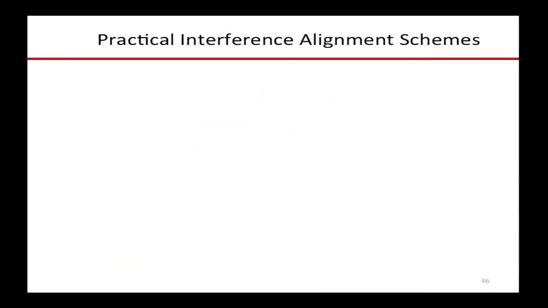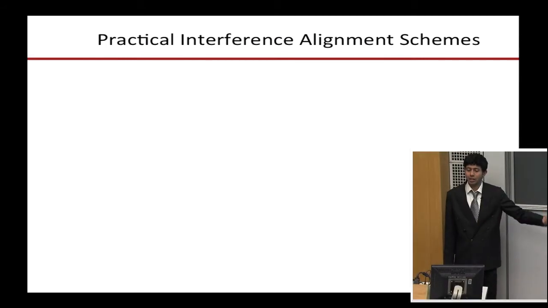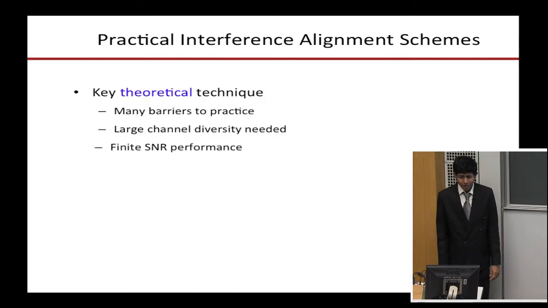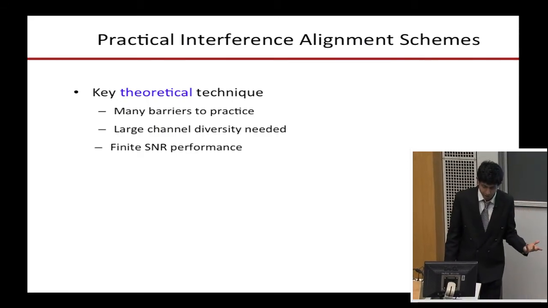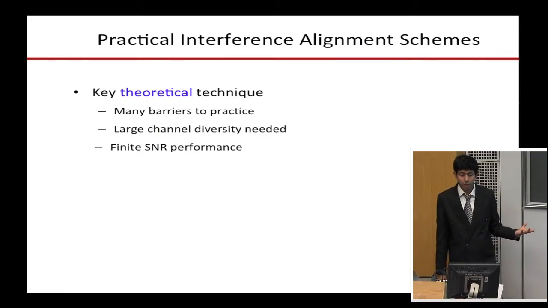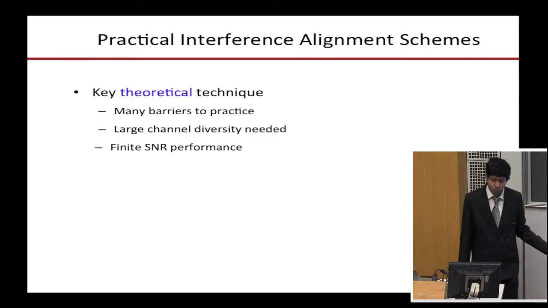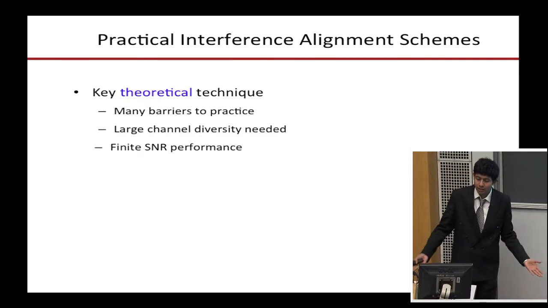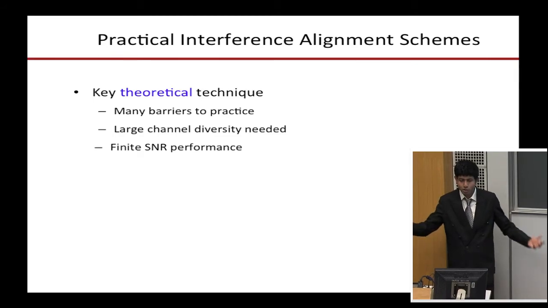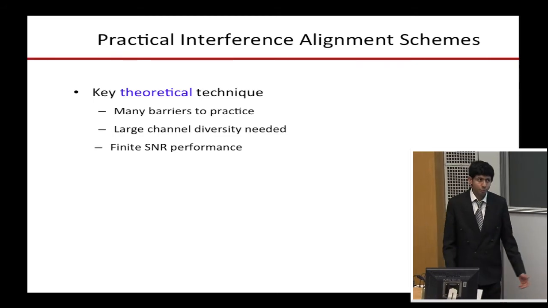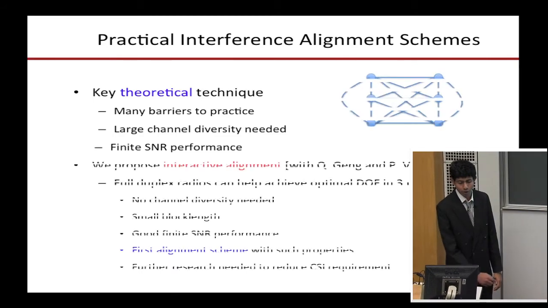And finally, in order to make these techniques practical, we developed more practical interference alignment techniques. Interference alignment is a very key theoretical technique now used in information theory. However, there are many barriers to practice. For example, large channel diversity is needed, so the channel needs to change quite often. And also, at finite SNR, the performance is not very good.